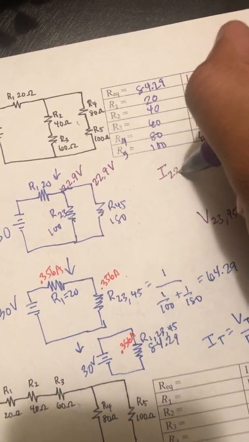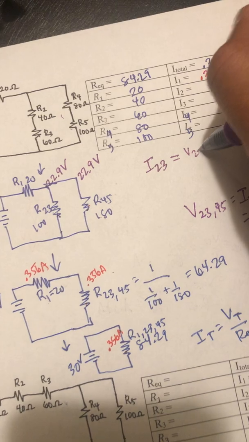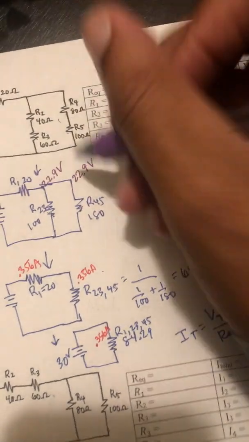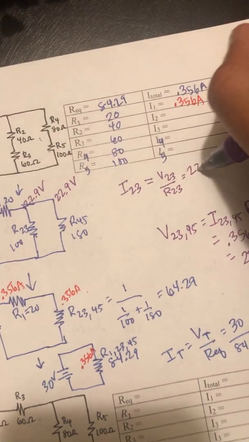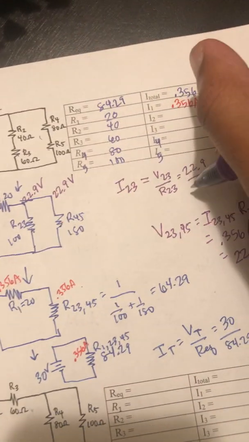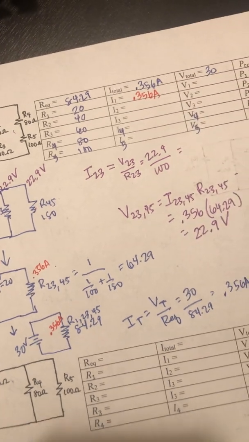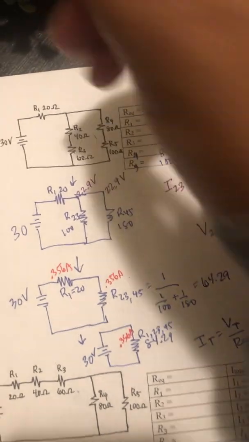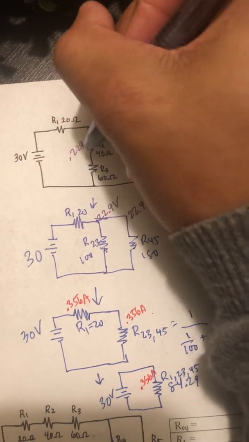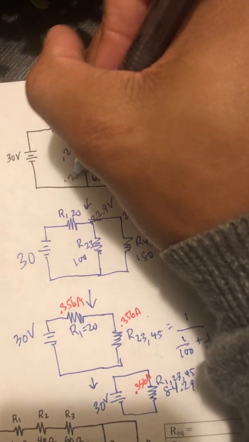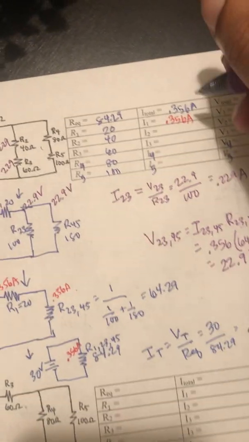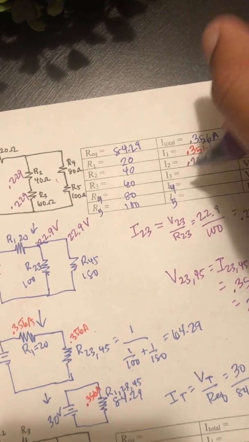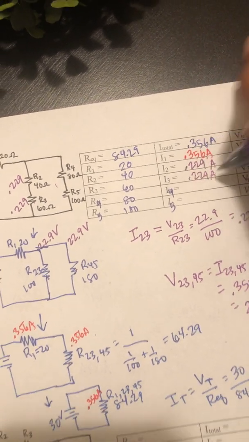So the I23 is going to be V23 over R23. The voltage is 22.9 for that branch, divided by the resistance, which is 100. That's going to give me 0.229 amps. So I2 is 0.229 and I3 is 0.229. That means I can add that on my chart. I2, 0.229 amps. I3 is 0.229 amps.